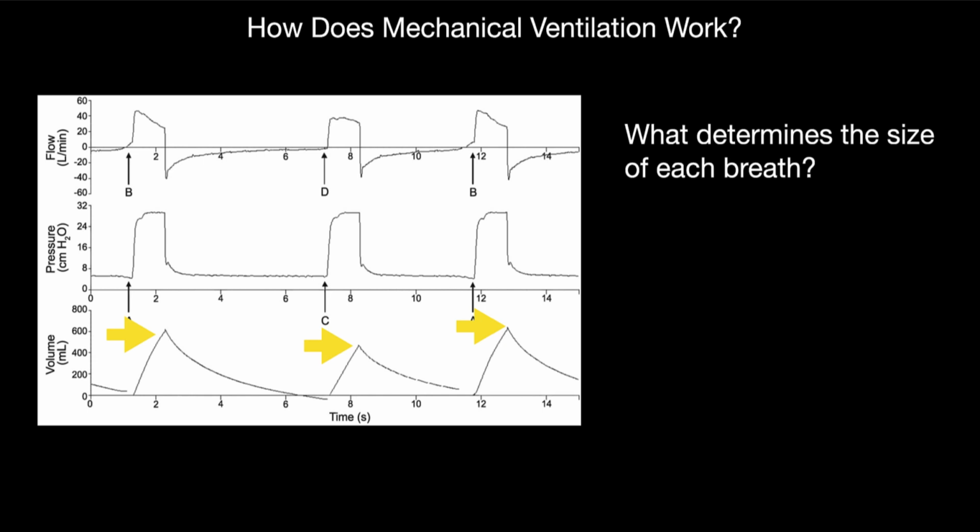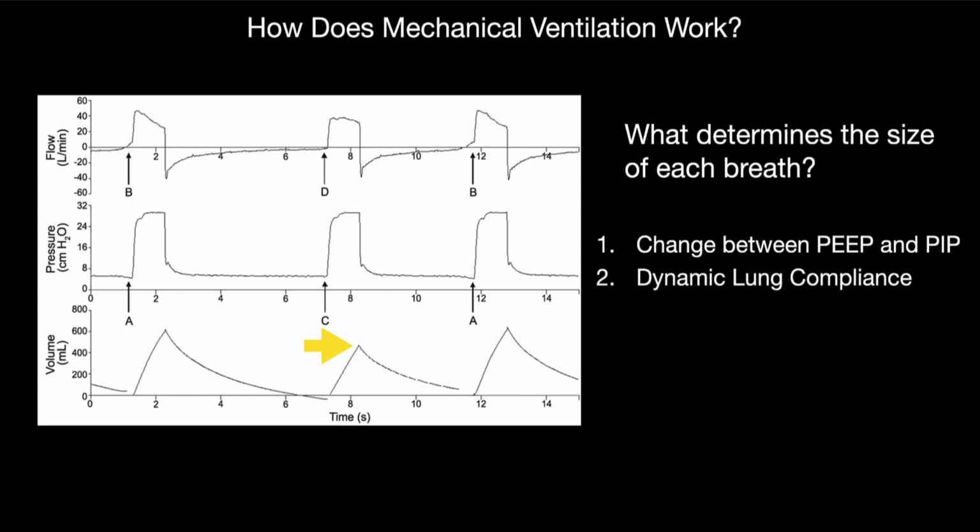So what determines the size of each breath for a patient on mechanical ventilation? It's the change between the PEEP and the PIP, and the dynamic lung compliance. So if PEEP and PIP stay the same, you can imagine the tidal volume will vary based on how compliant the lungs are. And for this smaller breath, for whatever reason, the patient had suddenly less compliant lungs.